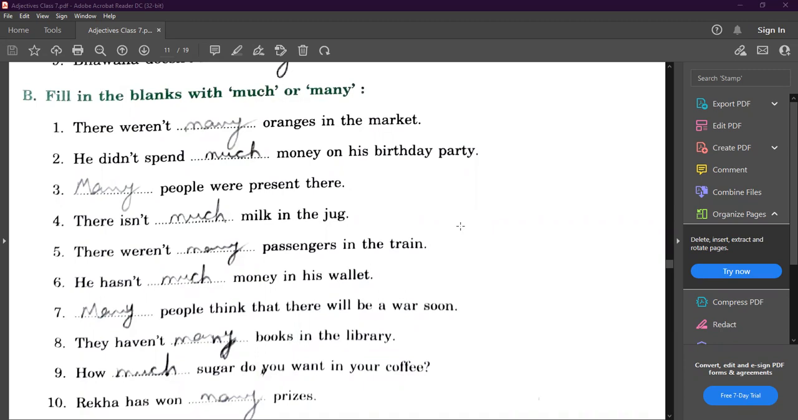Many people think that there will be a war soon. They haven't many books in the library. How much sugar do you want in your coffee? Rekha has won many prizes.